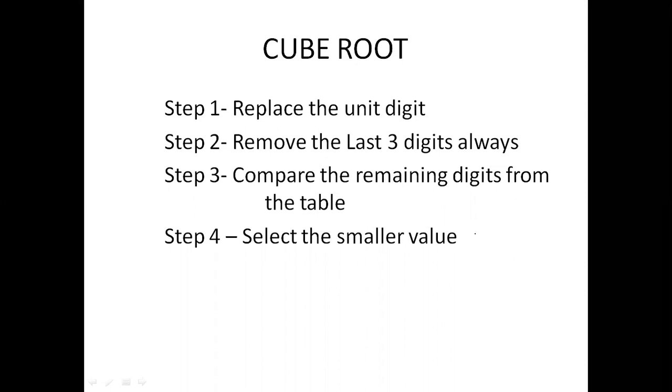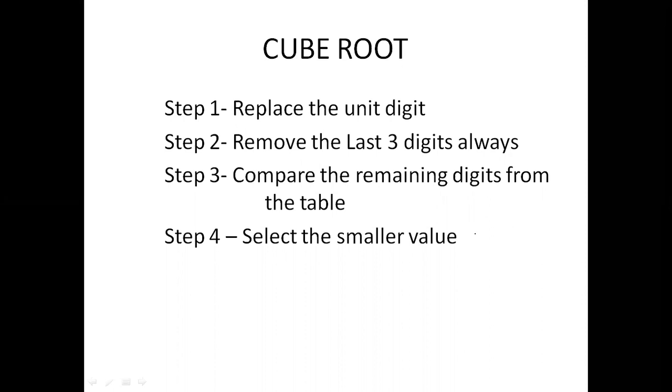Step one, replace the unit digit. So whatever number is given to you, replace the unit digit. With what? I'll explain. Step two, remove the last 3 digits. Always, let it be a 4-digit number, 5-digit number or 7-digit number, always remove the last 3 digits.